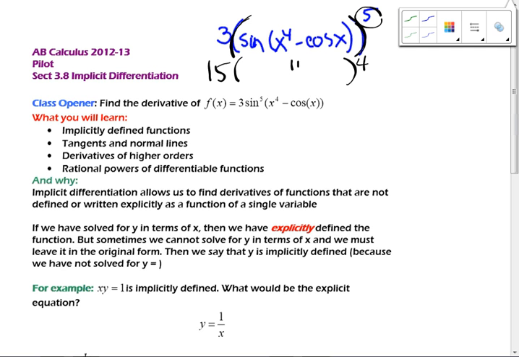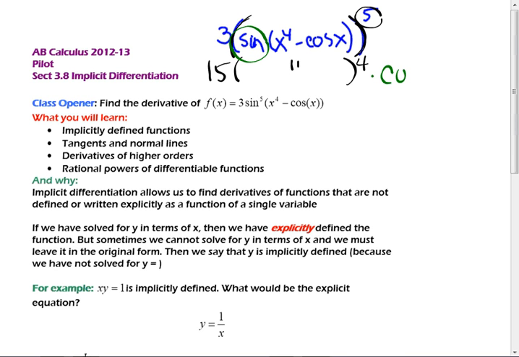Then we do times the derivative of the inside function. The next inside function is this one. So it's times what? Cosine of whatever's in there, that's x to the 4th minus the cosine of x, times, and I ran out of space, times the derivative of this piece, which is 4x cubed minus, oh no, it's not minus, it's plus the sine of x. Do I need the parentheses around that? Absolutely.